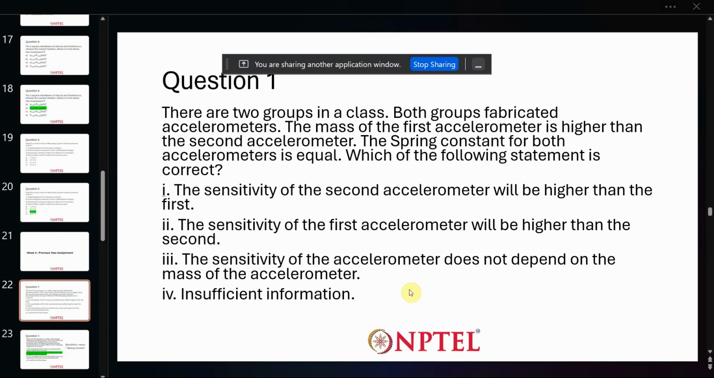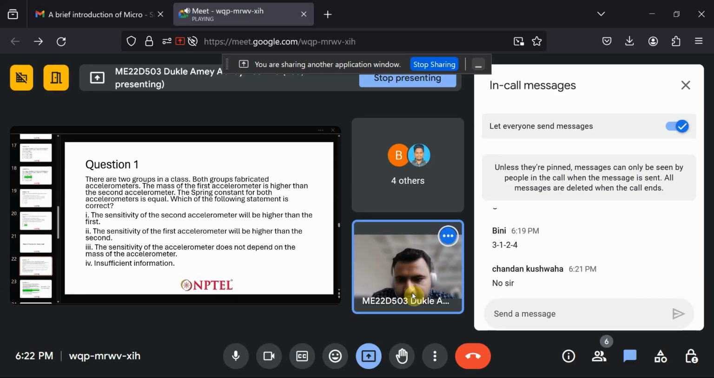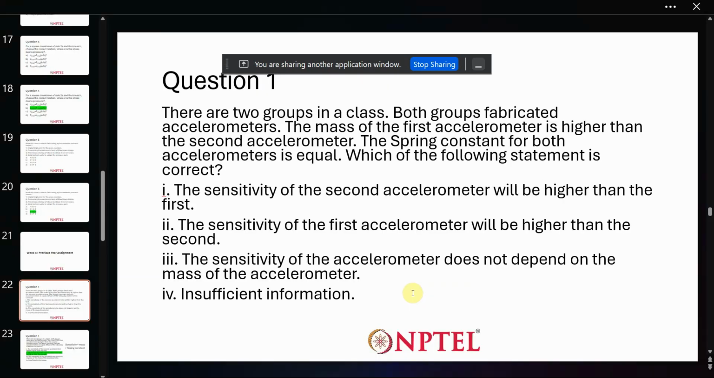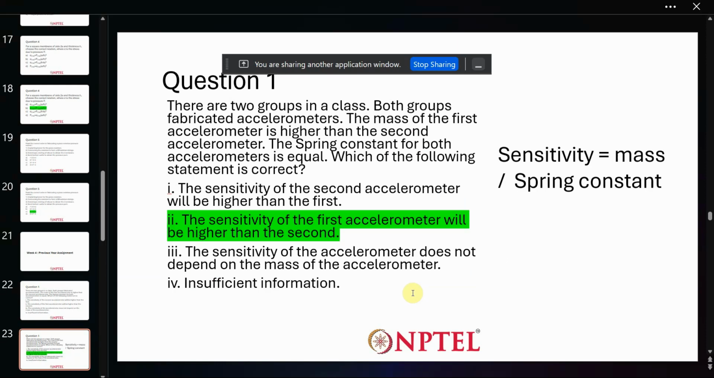Any guesses? Yeah, great. So we have an answer from Chandan. The formula for sensitivity is mass upon spring constant. So when the mass is double, the sensitivity will be double, because mass is in the numerator and not in the denominator. So the sensitivity of the first accelerometer will be higher than that of the second, because we know that the spring constant is the same for both the sensors.